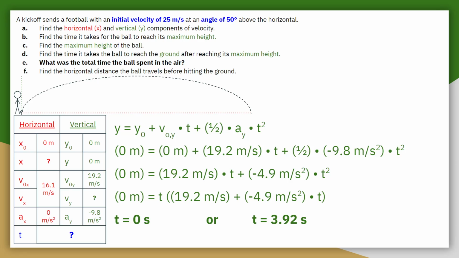Now, 1 time is obviously a time of 0 seconds. That was the initial time. That would be the time when this t right here is 0 seconds, because 0 times this entire term would equal 0. The other time is at a time of 3.92 seconds, where 3.92 for this t times negative 4.9, when added to 19.2, would cause this entire term here in parentheses to go to 0, which would allow us to have 0 times this other t equals 0. Just another way of figuring out the same answer for part E.